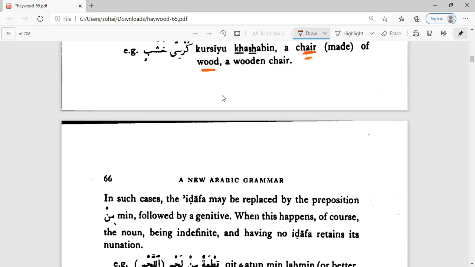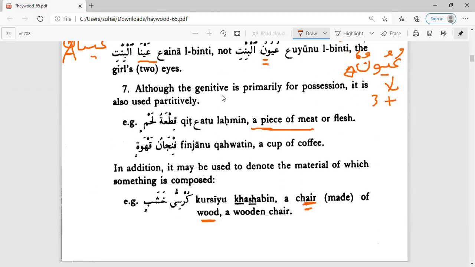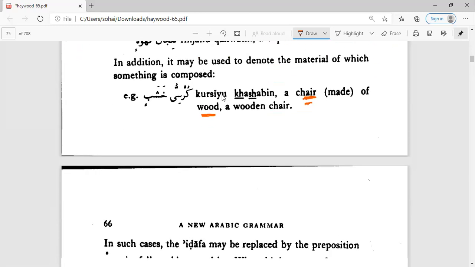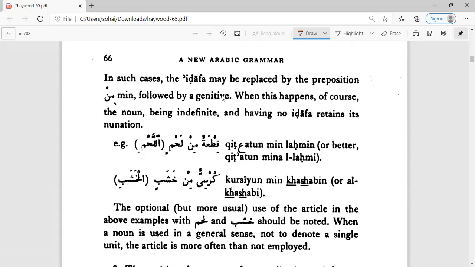So here it just tells you, when it refers to a piece of meat, cup of coffee, chair of wood, we could use the harf jar min instead of using idafa. So you could say qit'atun min lahmi. Literally it means a piece from the meat, right? Instead of saying qit'atu lahmin, it has a similar meaning.